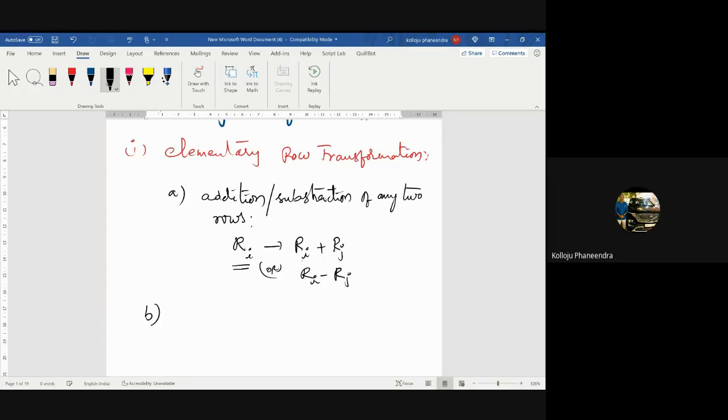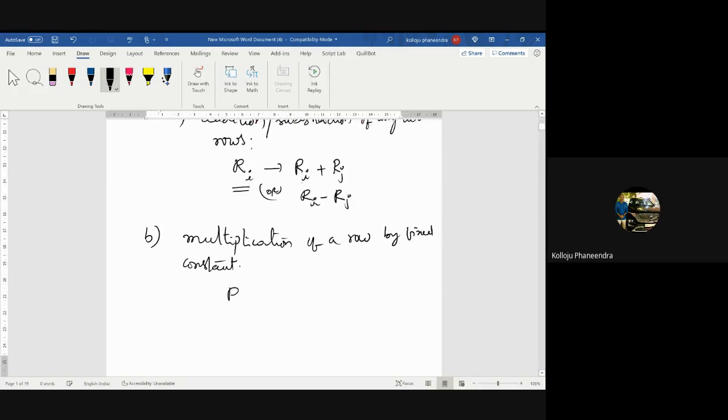And second one, constant multiplication, multiplication of a row by a fixed constant. This is the second elementary row operation. What is the meaning of this? Ri is changed to some constant k into Ri.